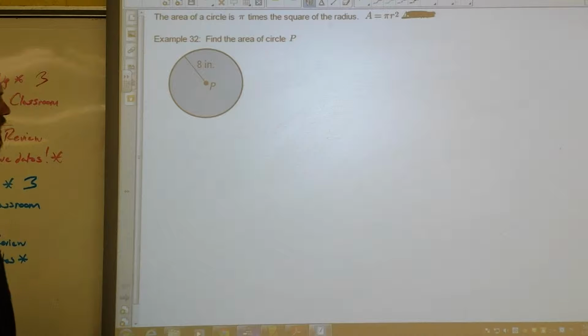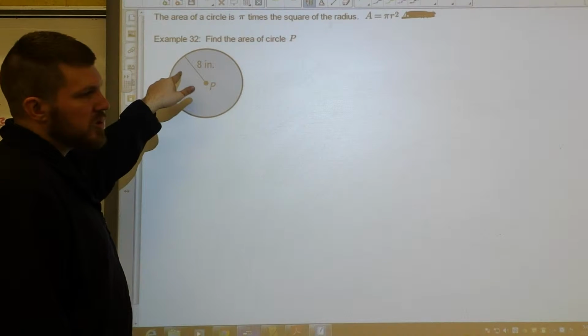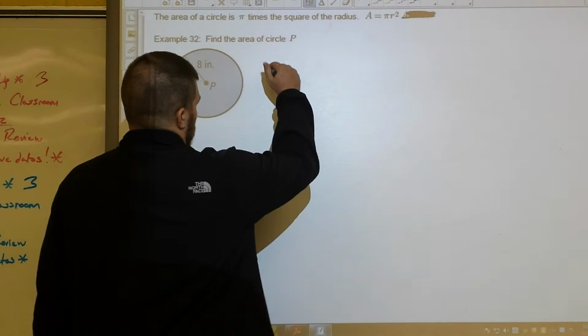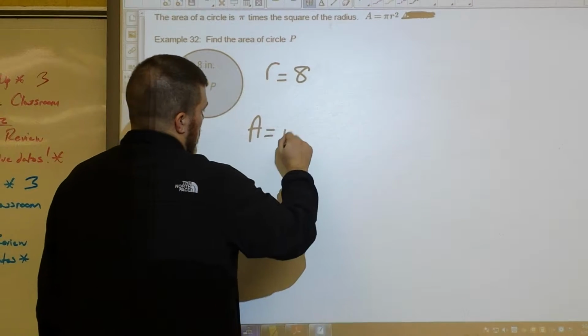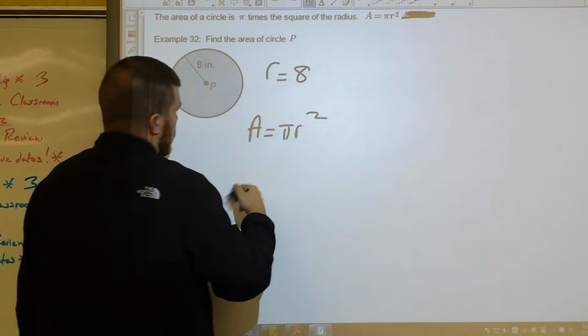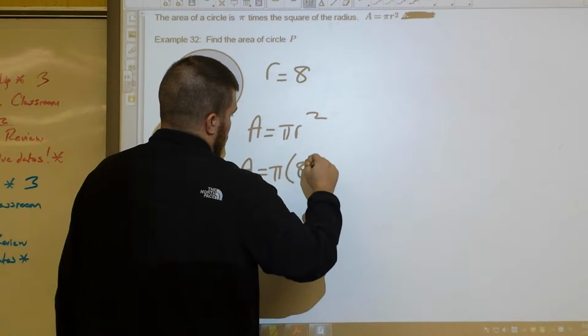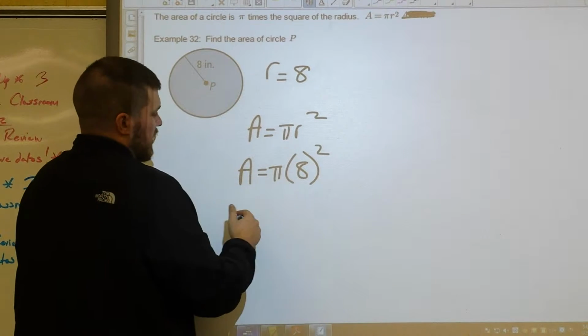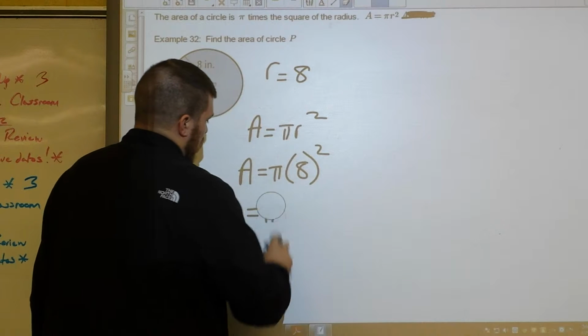Alright, so we want to find the area of the circle. The only thing you need to know to find the area of the circle is the radius. Obviously, the radius is 8. So as soon as I know that r equals 8, I'm ready to use my formula. Area equals pi r squared. I'm going to plug in what I know now. So the area equals pi times 8 squared. So cleaning it up as much as I can, I have 64 pi.